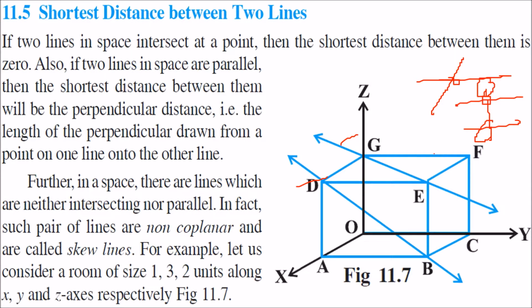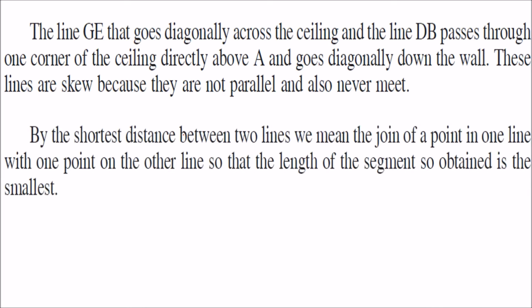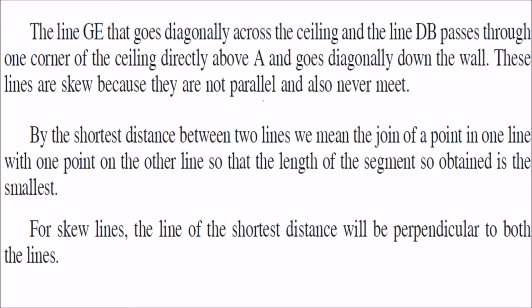But in space, there may be lines which are neither this way nor that way, neither intersecting nor parallel. So these pairs of lines, if they are not in one plane, are called non-coplanar, and these lines are known as skew lines. Just consider this room, say it has some size, and we have the axes X, Y, Z. Just join these two points. They are neither parallel nor will they ever intersect. So these are skew lines.